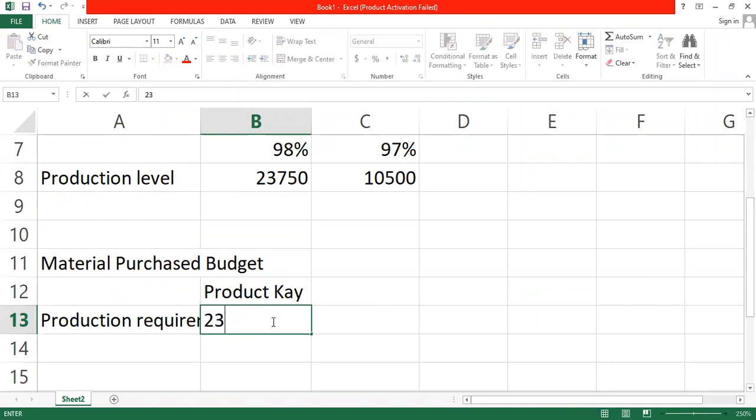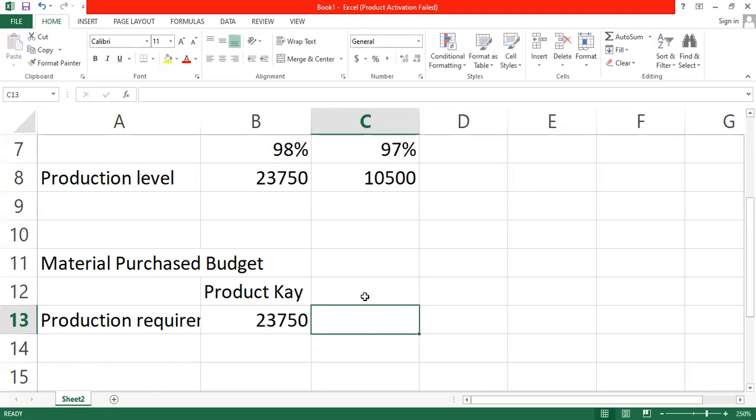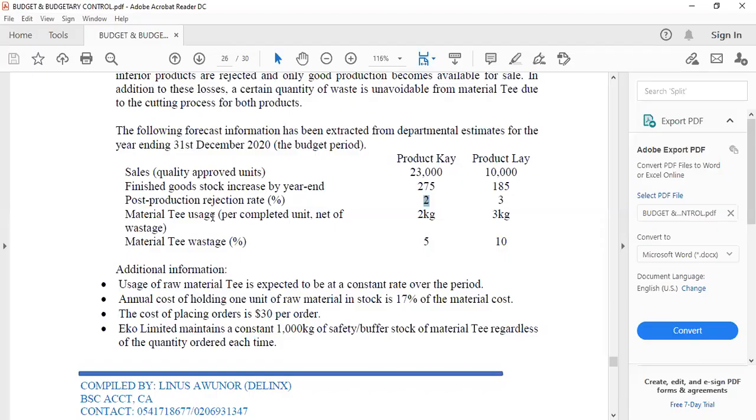Okay, that is 23,750. Don't go and use 23,275. That is the 98%. The production will be based on the 100%. We have to produce before some of the goods will be declared rejected or inferior. So we won't know until we produce. So the production will be based on the total unit that we want to produce. So for that, it is 10,500. Do you have any closing stock for material?